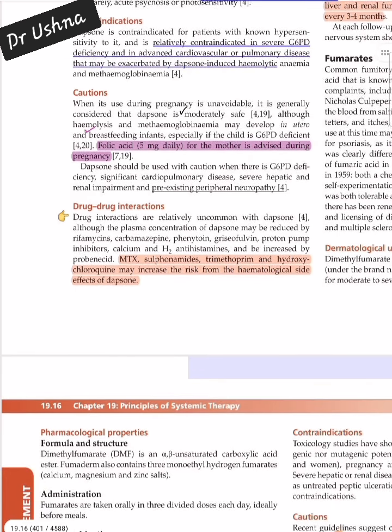So, and definitely the renal, cardiac and pulmonary manifestations: in patients with severe renal failure or pulmonary disease, Dapsone should not be used.